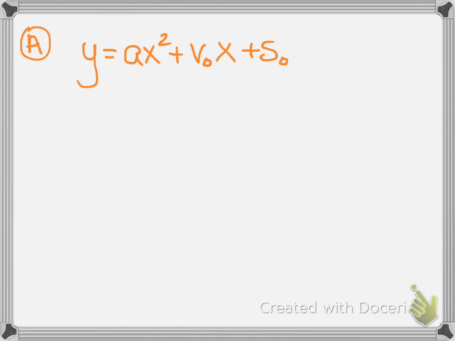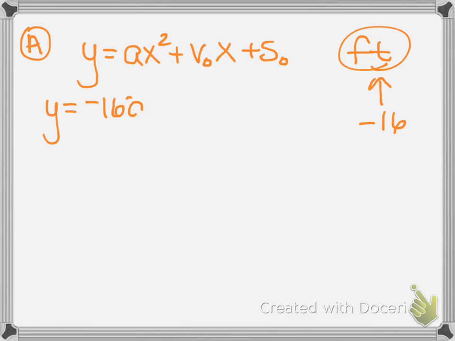So in example A, they've already written the equation for you. Remember, the projectile motion equation is ax squared plus the initial velocity times x plus the initial height. Because our problem is in feet, that's why we use negative 16 as our a value. So the equation is y equals negative 16x squared plus the initial velocity, 120x, plus 3, because that's the height she hit the ball above the ground.